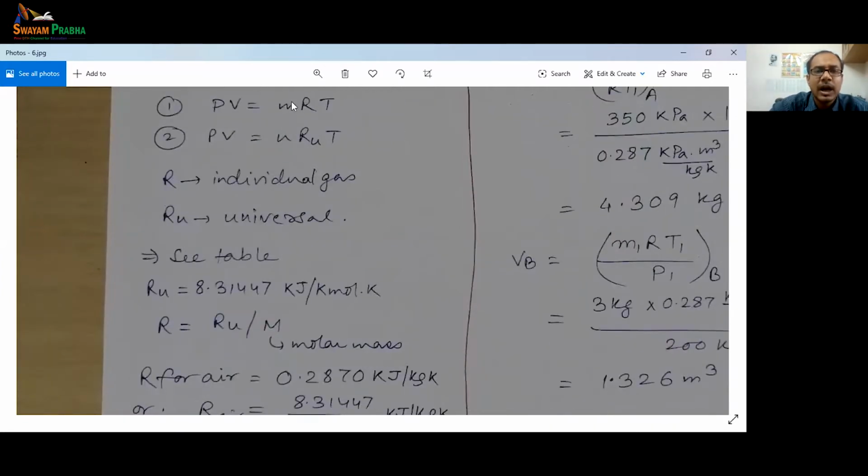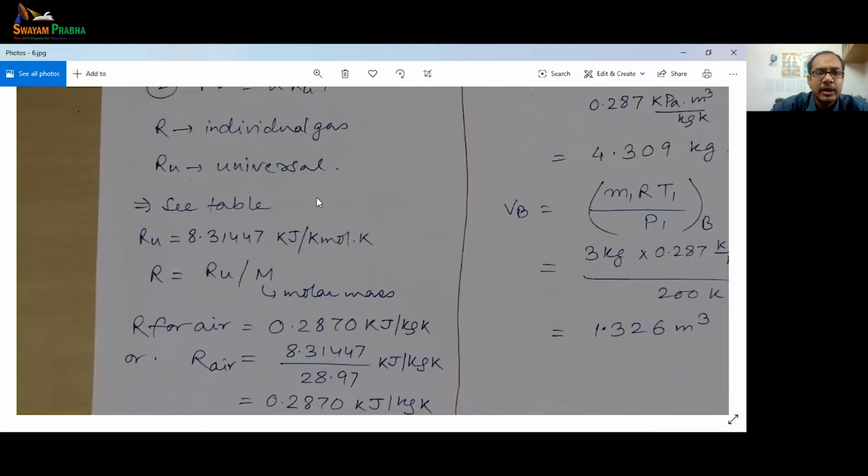Now this R is different for individual gases. So for air, you will have one R, and for some other gas, suppose nitrogen, you will have some other R. But Ru is universal. Ru will be the same for all the gases, and if you use number of moles, you will use Ru in the ideal gas equation. Now let us see what the values of this Ru and R are from the table.